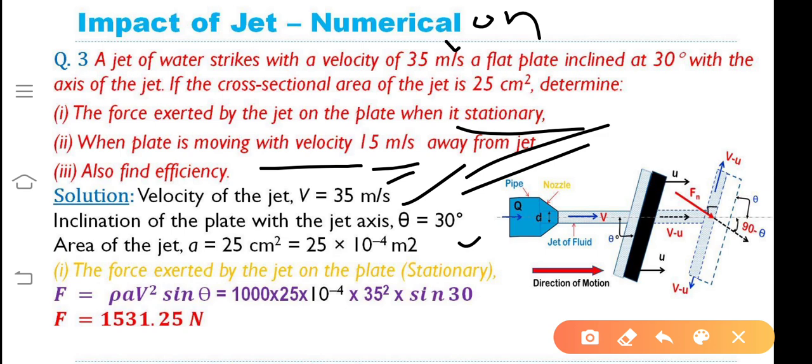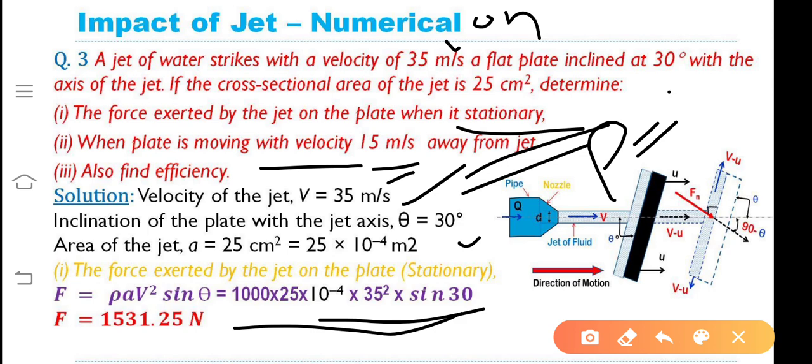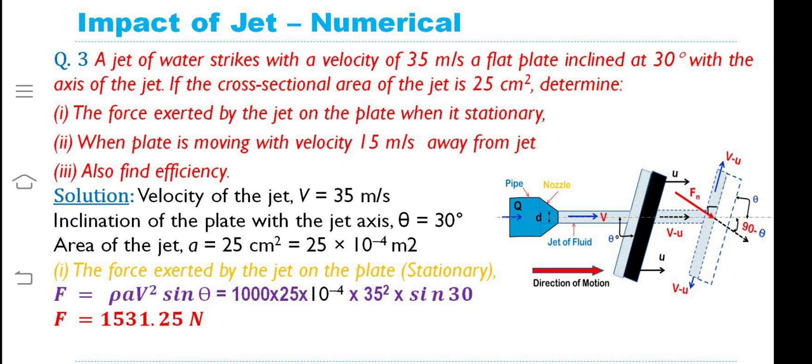1. The force exerted by the jet on the plate when it is stationary. We know the formula rho a v squared sin theta. Substitute all. Here rho is not given. In the introduction class of the impact of jet, I have told many number of times, when rho is not given, you are eligible to assume it as 1000 kg per meter cube. Substitute, you will get F is equal to 1531.25 Newton. Clear? Let us find the second part.